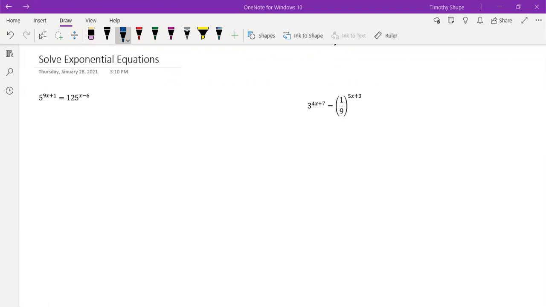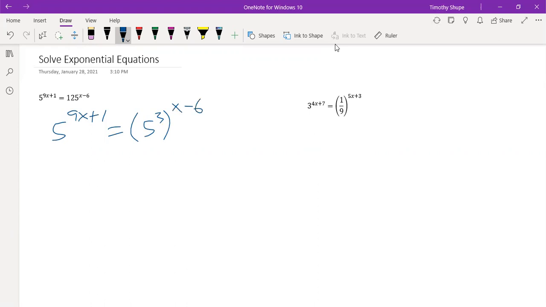Right now, the first thing that I see when I look at this is 5 and 125 share a common base, or can be rewritten at least in a common base of 5. The 5 is already there, and I recognize that 125 is 5 raised to the third power. So I'm going to rewrite this so that I can see that. I got 5 raised to the 9x plus 1 still, that doesn't change, equals, I'm going to rewrite the 125 as 5 to the third, and it still has that exponent of x minus 6.